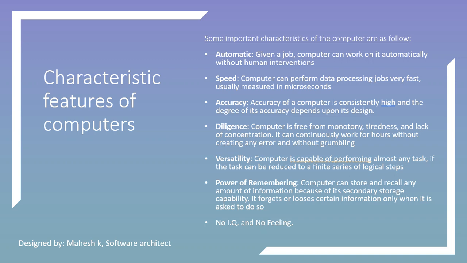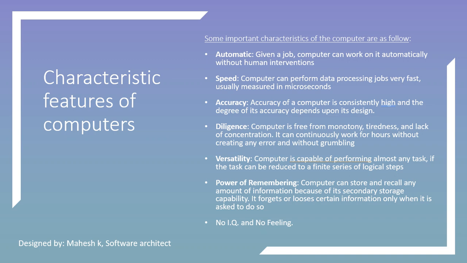Versatility. A computer is capable of performing almost any task if the task can be reduced to a finite series of logic steps. The next feature is power of remembering. A computer can store and recall any amount of information because of its secondary storage capability. It forgets or loses certain information only when it's asked to.